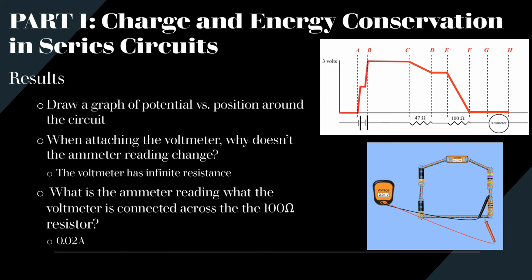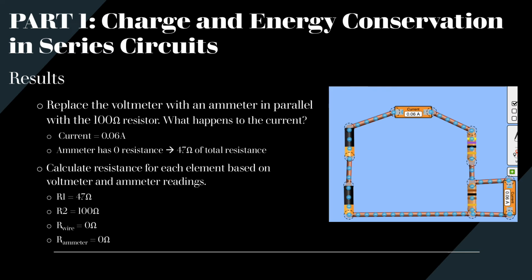Next, I drew a graph of potential versus position around the circuit using my voltmeter readings from the previous part. When attaching the voltmeter, the ammeter reading doesn't change because the voltmeter ideally has infinite resistance, so the current does not travel through. This is why, when connected across a 100 ohm resistor, the current is still 0.02 amps.